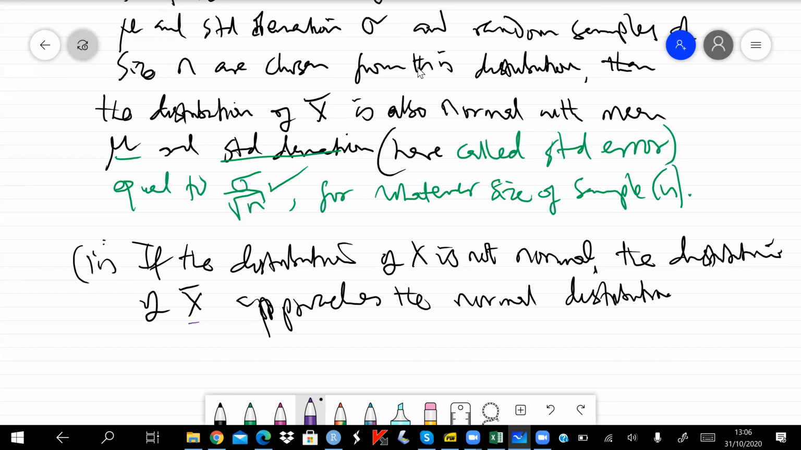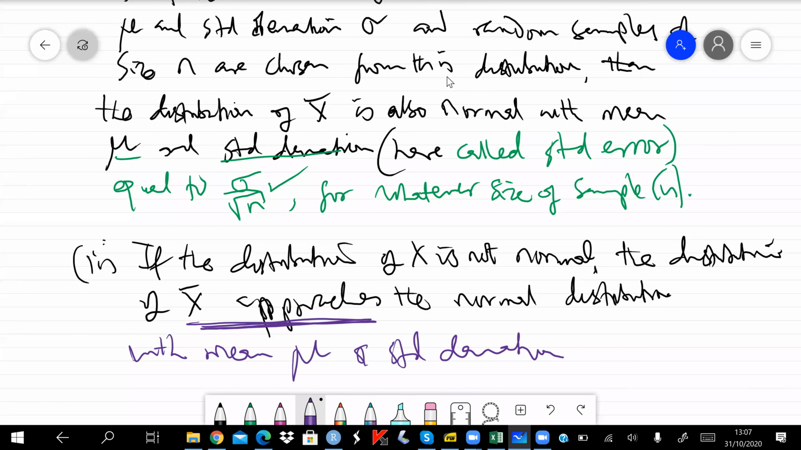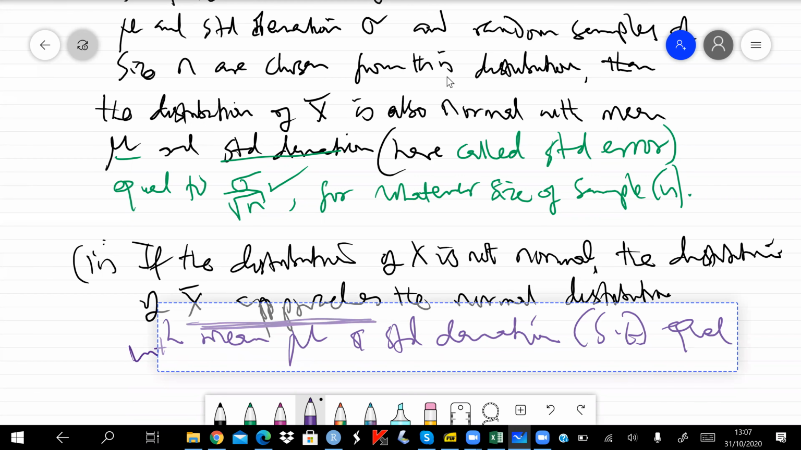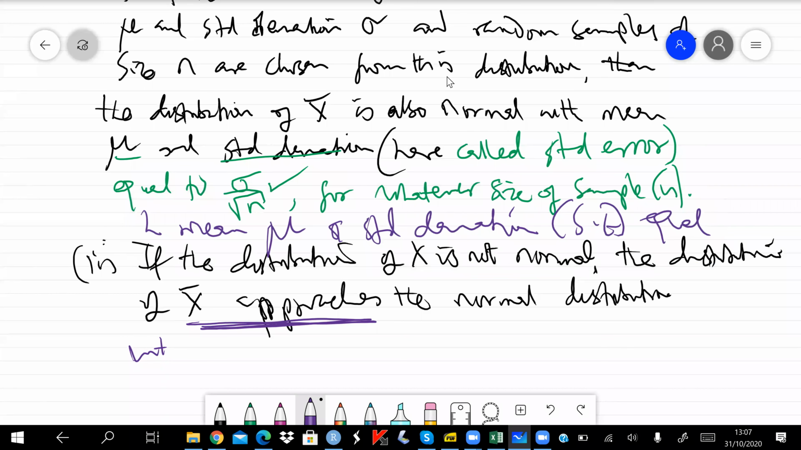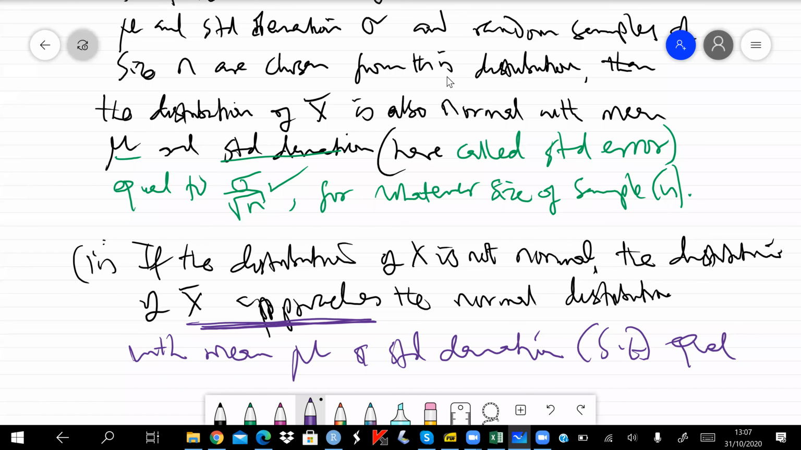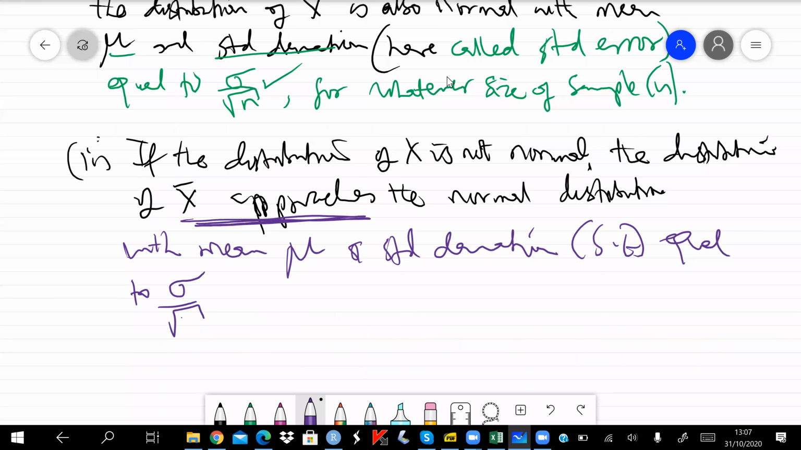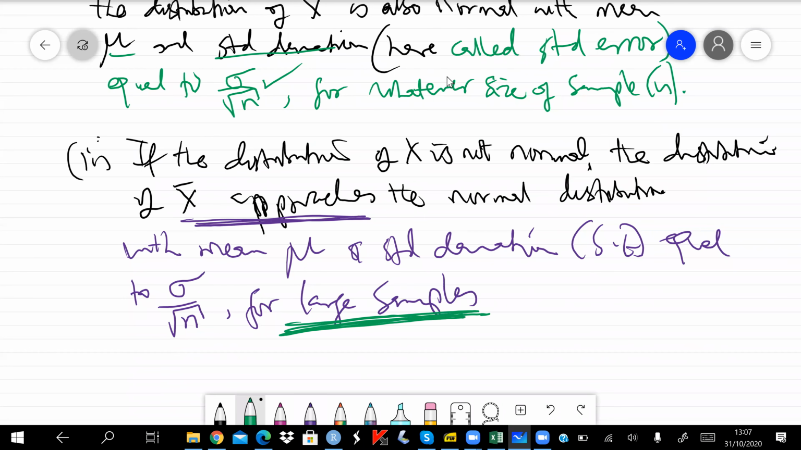In other words, we're saying it approaches the normal distribution with mean mu and standard deviation, which we are calling the standard error, equal to sigma over root n for large samples. A very important part here: for large samples.